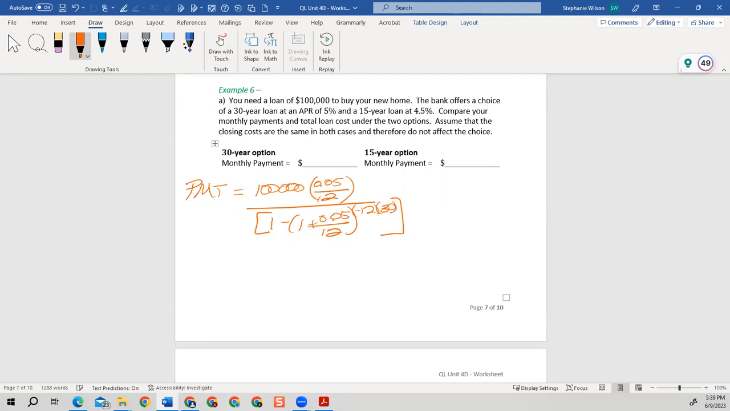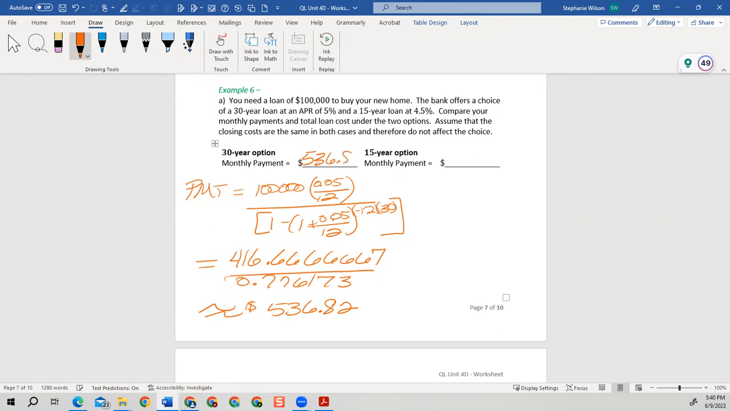All right. Now that I type this in my calculator, we get 416.6 repeating, all divided by 0.776173. And we're rounding to the nearest hundredth, so it's $536.82. So that payment for 30 years would be $536.82. Now let's figure out for 15 years.